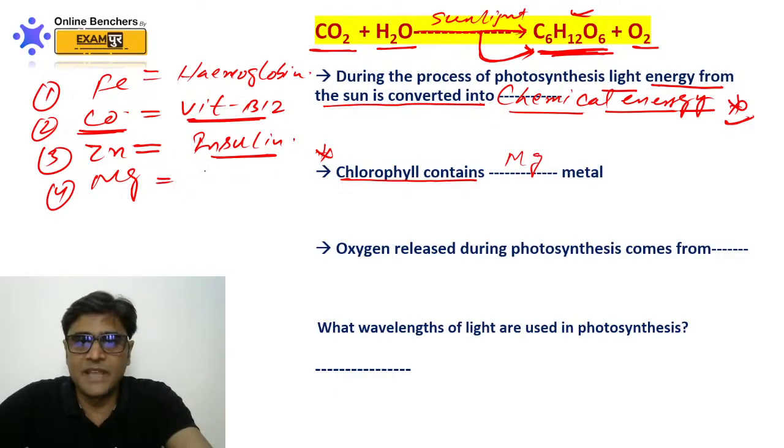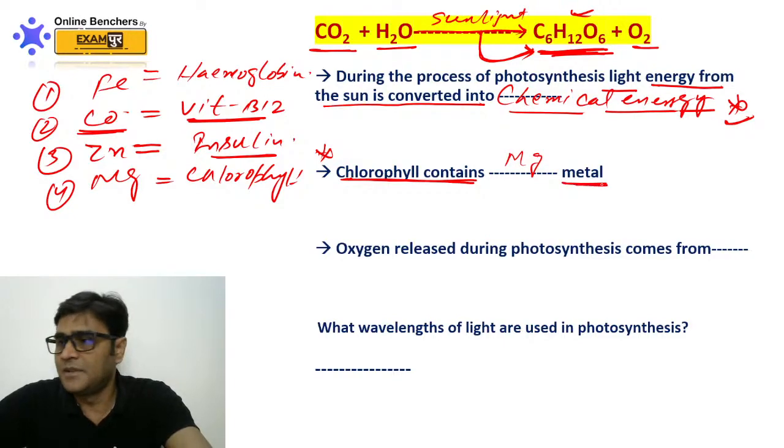And if you talk about magnesium, it is found in your chlorophyll. Please remember these points. So chlorophyll contains a metal which is known as magnesium. Okay, Kapil, Sangeeta, very good. Robin is saying, I don't know, sir.